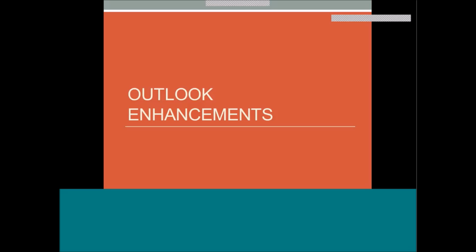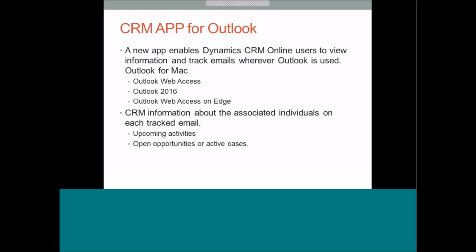Okay, the next section I'm going to talk about is Outlook enhancements. So what we have new in 2016 is a CRM app for Outlook. And this has been a long time coming. A lot of people have asked about this for a while. And the new app does allow you to use the Outlook add-on on a Mac, Outlook Web Access in particular, Outlook 2016, Outlook Web Access on Edge. Probably where I see this being the most useful is Outlook Web Access.